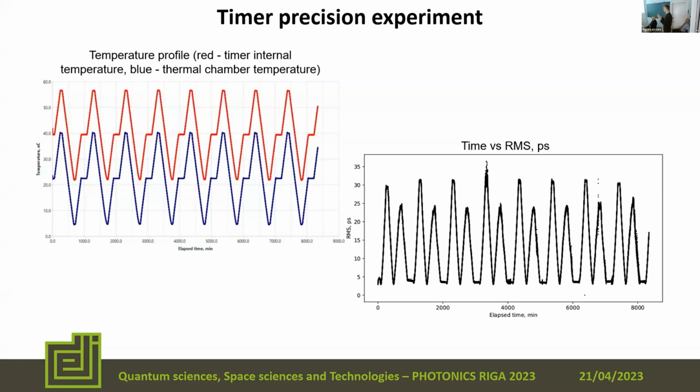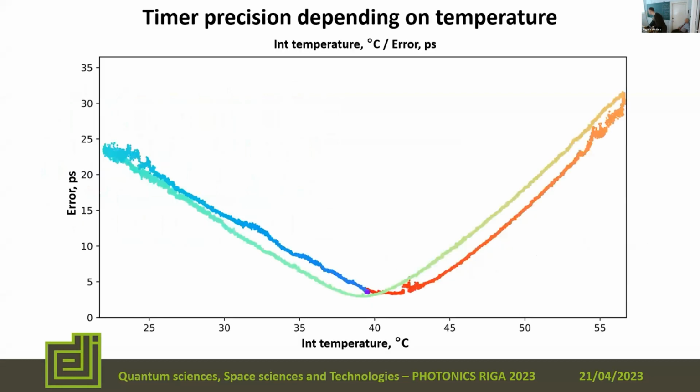And then in this graph, you can see the same elapsed time, but on the y-axis we have the random error. And so basically, then we can combine both of these graphs, and we get how the internal temperature affects the error of our timer. So the one measurement cycle is represented.